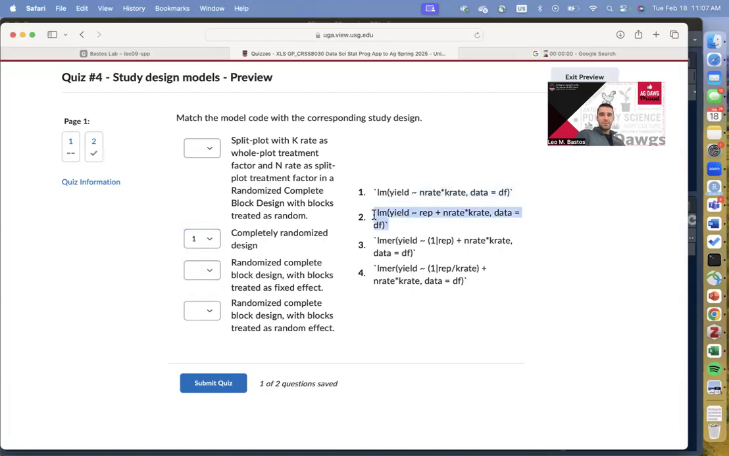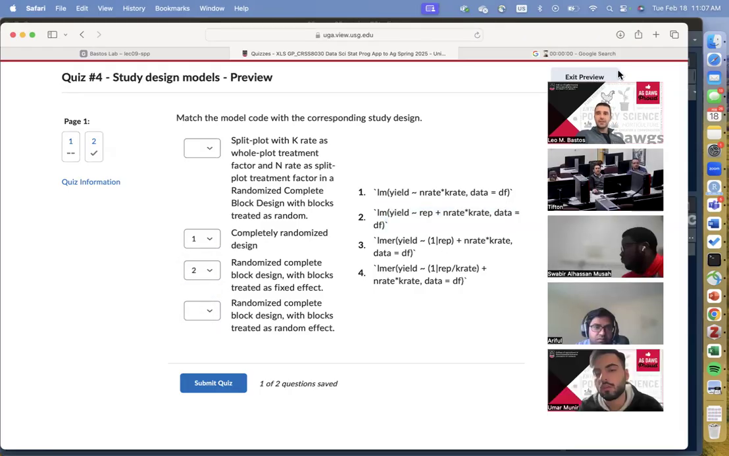Somebody else want to tell me about this one? What is this? Shay, what do you think? It's RCBD with block treated as fixed effect. Right. And how do you know that? It's LM and rep is not a random effect in the model. Right. So this would be an RCBD with block as fixed, so this would be number two.